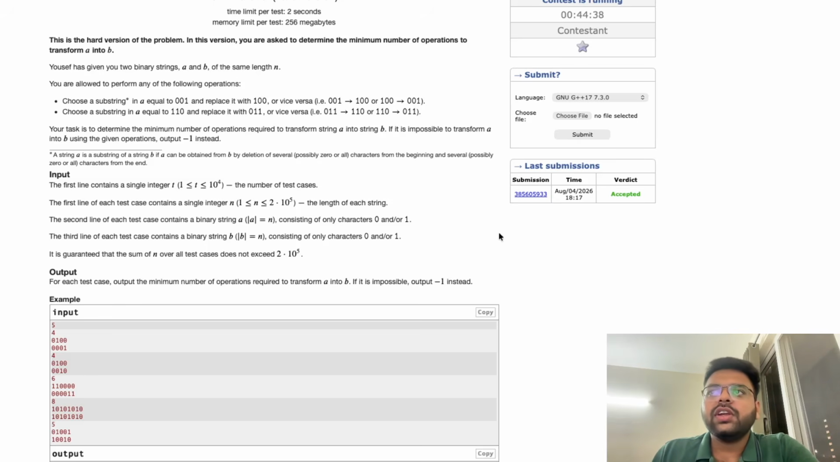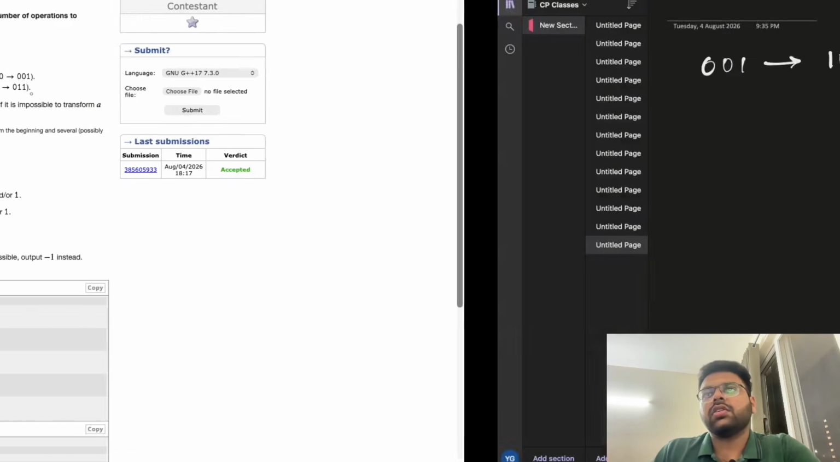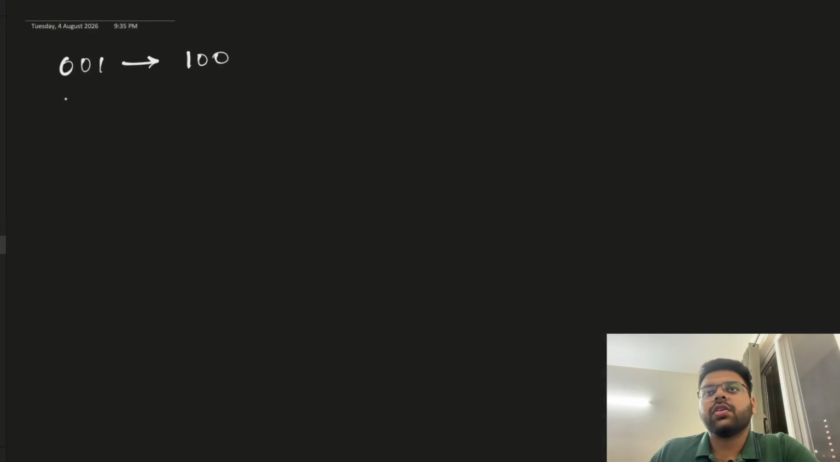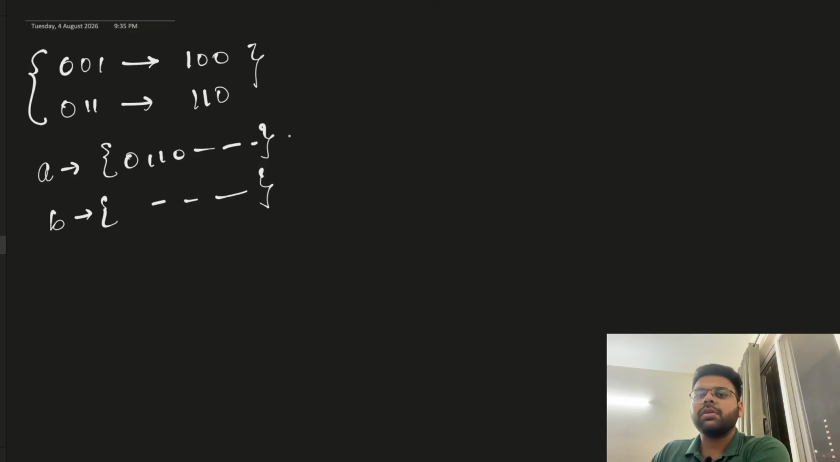If you read the problem statement carefully, what they are saying is that we are given two strings. This could be changed to this, and 011, okay, 011 could be changed to 110, right? So this we can change to this, right? And you are given some binary string a, and some binary string b. You need to tell what are the minimum number of steps.